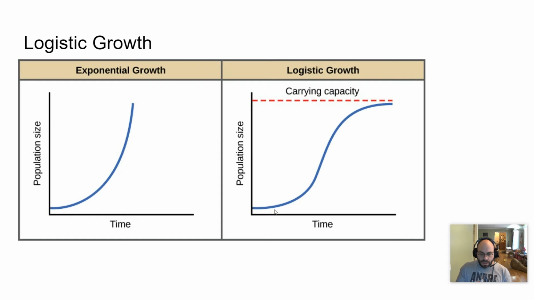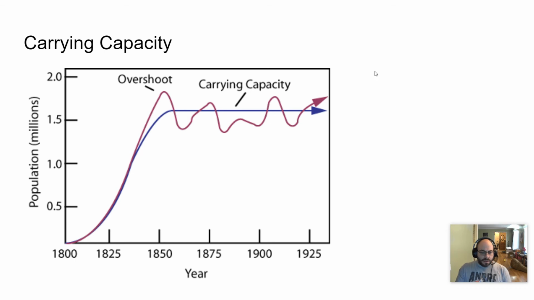Sometimes you'll see this called the S-shaped curve, this logistic growth model. And this maximum amount, where it reaches that peak, is typically referred to as the carrying capacity. And so the carrying capacity is where the population will hover around until some of those factors are eliminated.